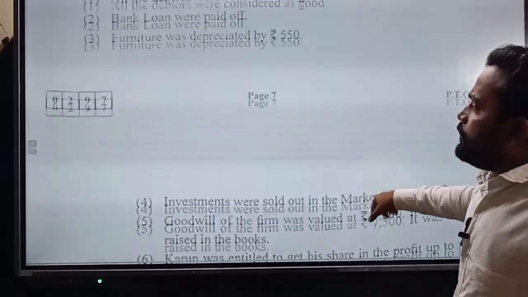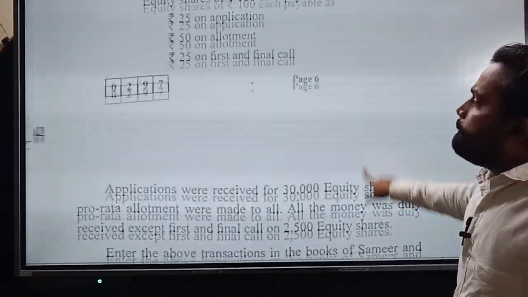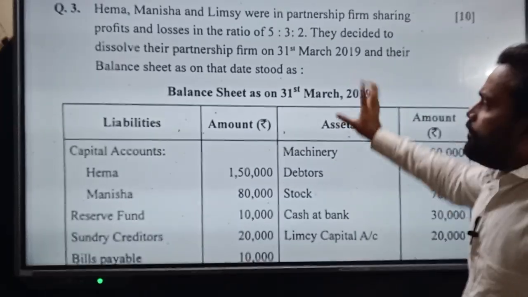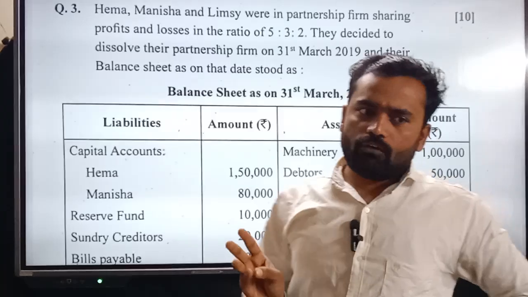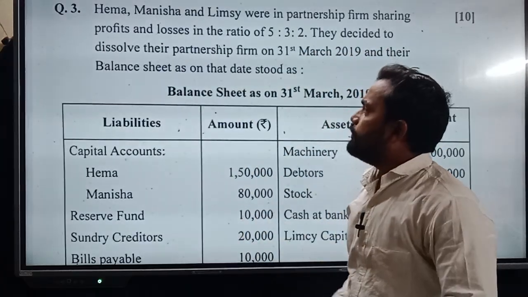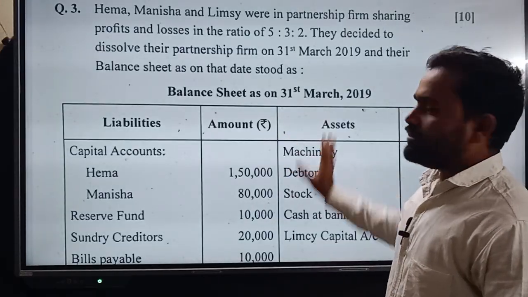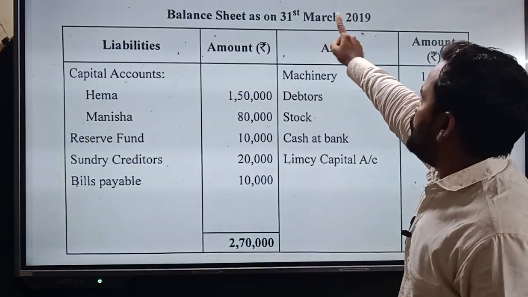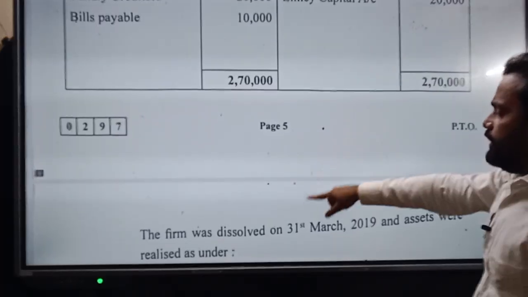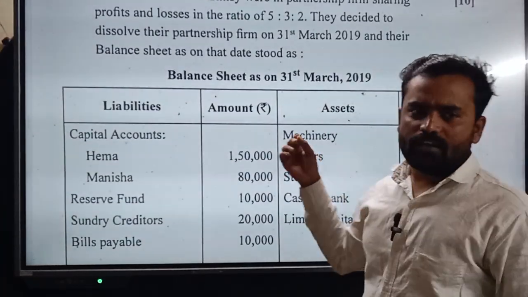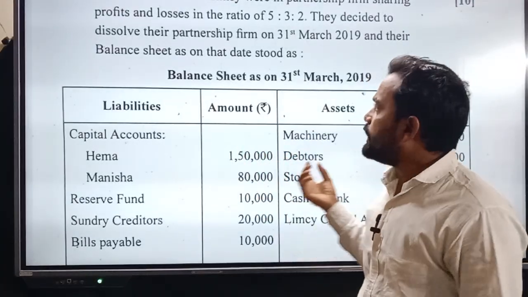So today we are going to discuss question number 3, which is the dissolution of partnership question. Question number 1 and question number 2 we discussed yesterday. In this dissolution of partnership question, you are given a balance sheet as on 31st March 2019 and adjustments. Firstly, we read this question and understand it.